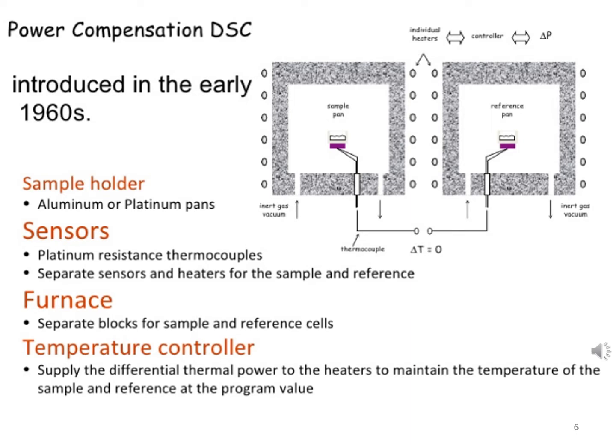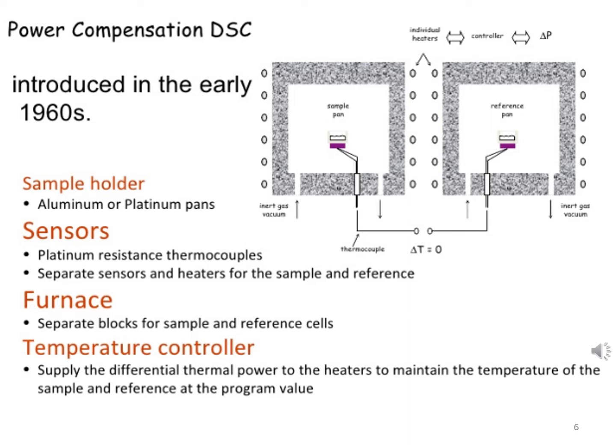The sensors that are used in power compensation DSC may be platinum resistance thermocouples, and for both the reference and the sample, two different sensors and heaters are attached that can measure the heat flow difference between the two. And for both the sample pan and the reference pan, two separate furnaces or furnace blocks are used.